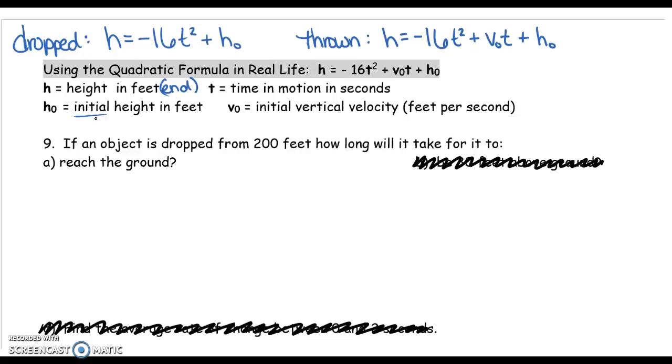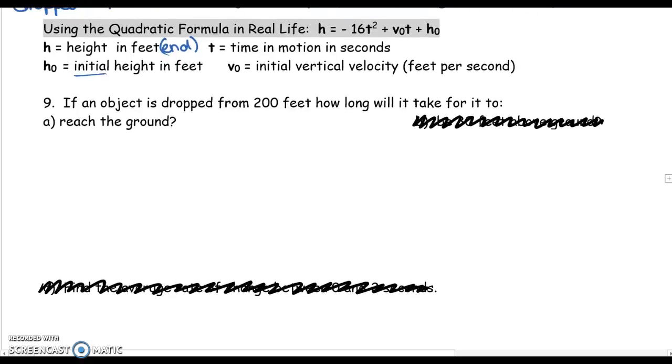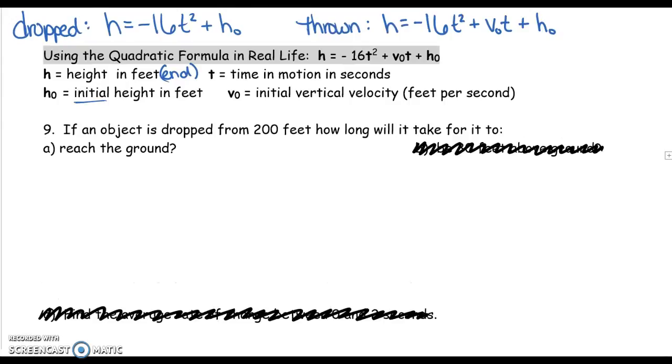So our first problem: if an object is dropped from 200 feet, how long will it take for it to reach the ground? Because we are dropping, we are not pushing it downward, we are not launching it downward, we are simply dropping it, we are going to use the dropped formula. If it's reaching the ground, that means our end height is 0. What is our starting height? 200. So plain h is 0. H naught, or h sub 0, is 200. So 0 equals negative 16t squared plus 200.